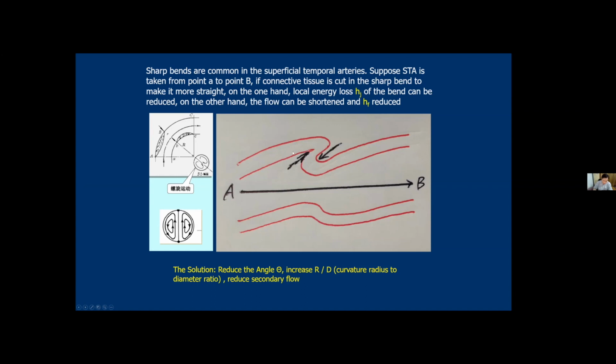So if you cut the connective tissue at the sharp band and make the vessel more straight, actually you reduce the angle theta and increase the ratio R to D. This kind of solution can reduce the secondary flow and make the blood flow energy loss much less. So you can feed the recipient artery with more blood flow.